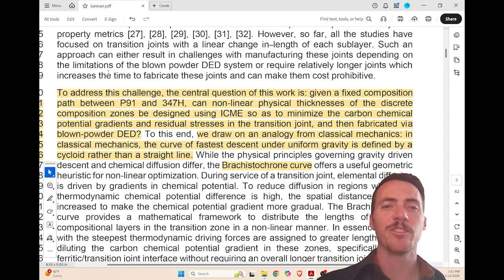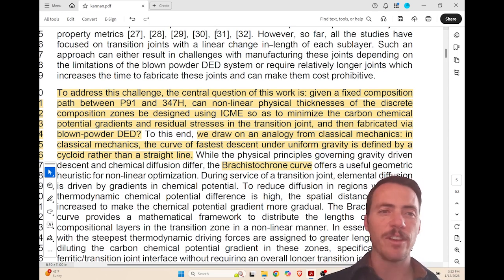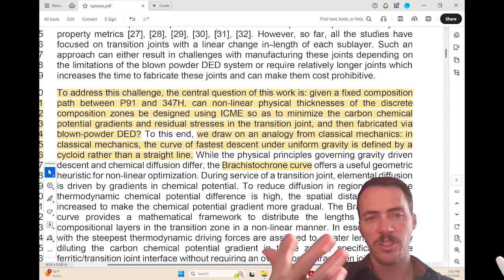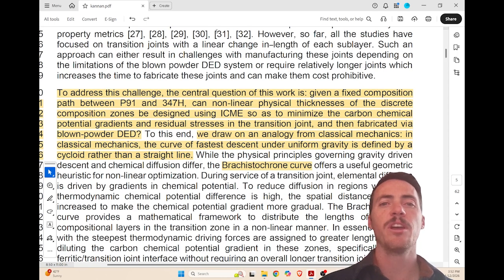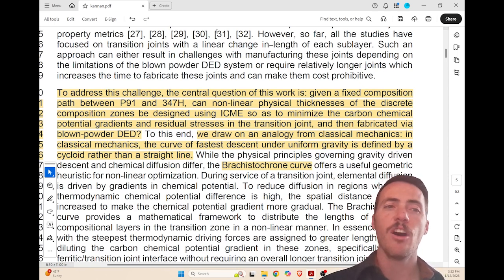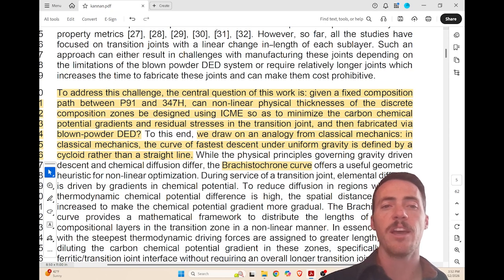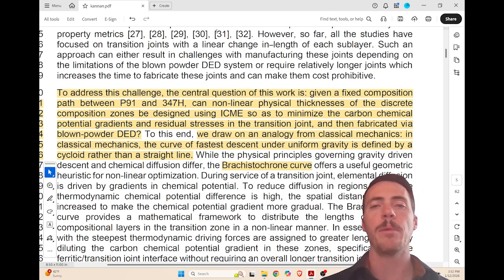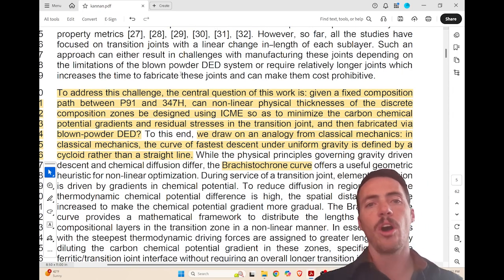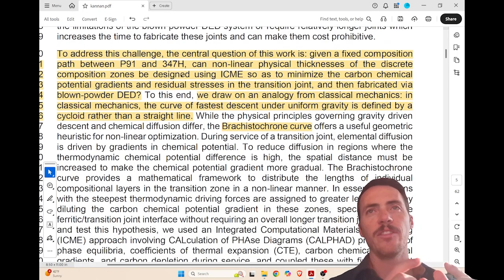They say, our central question is this: given a fixed composition path between two steels, P91 and 347H, can nonlinear physical thicknesses of these discrete composition zones be designed using the ICME workflow so as to minimize carbon chemical potential gradients and the residual stress across that joint in an actual additively manufactured material using DED? And then, so they're going to use nonlinear segments, but how do they define those segments?